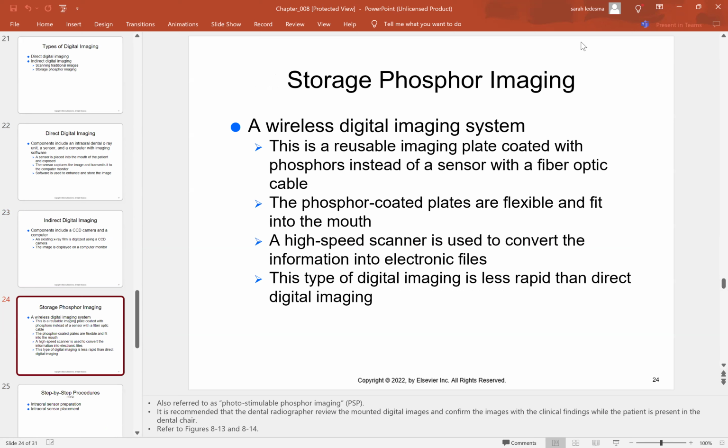Storage phosphor imaging, a wireless digital imaging system. This is a reusable imaging plate coated with phosphors instead of a sensor with fiber optic cable. The phosphor-coated plates are flexible and fit into the mouth. A high-speed scanner is used to convert the information into electronic files. This type of digital imaging is less rapid than direct digital imaging.